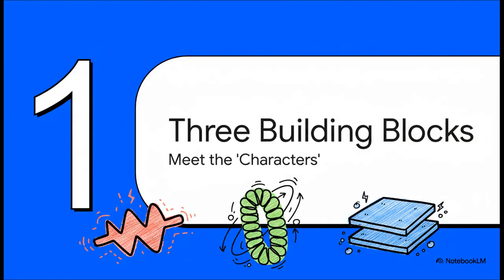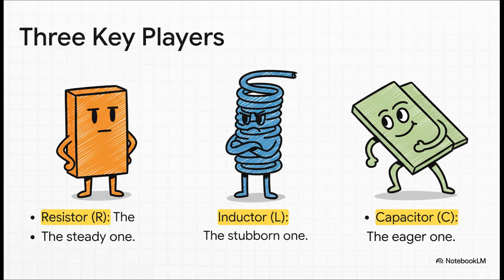So, to really get a handle on AC circuits, we first need to meet the three main characters in our story. I want you to think of them as these fundamental building blocks, and each one has its own totally unique personality and a special job to do. Okay, first up, we've got the resistor. This is our steady, predictable friend. Then you've got the inductor, who's kind of stubborn. It really doesn't like change. And finally, the capacitor. This is the eager one. It acts super fast. So let's see how each of them actually behaves inside a circuit.